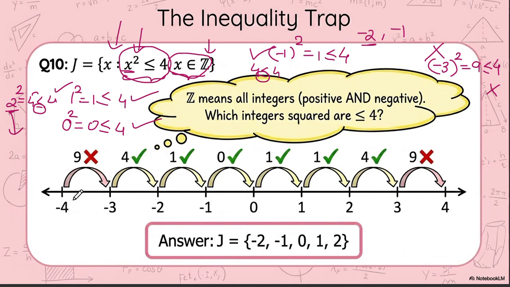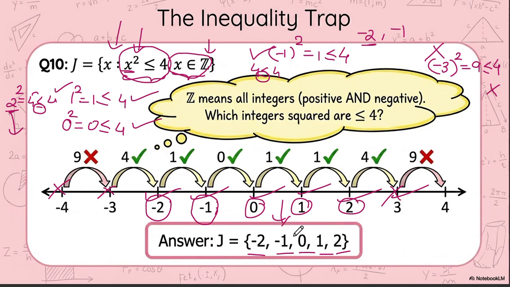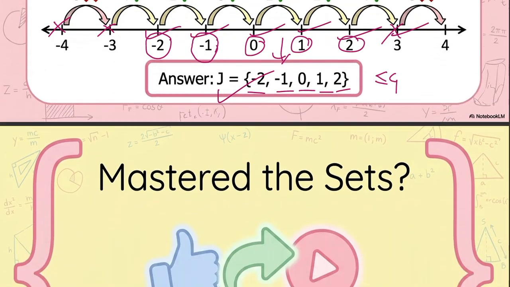Similarly, minus 3, minus 4, these numbers we cannot take. But minus 2, minus 1, 0, 1, 2. 3 is also not there. Minus 2 square is 4, that we can take. Minus 1, that we can take, 0, 1, and 2. So the roster form of this set is nothing but minus 2, minus 1, 0, 1, and 2. If you take the square of each number, it will be less than or equal to 4 and satisfy this condition. So this is the roster form. So this is the thing, roster form and set builder form.